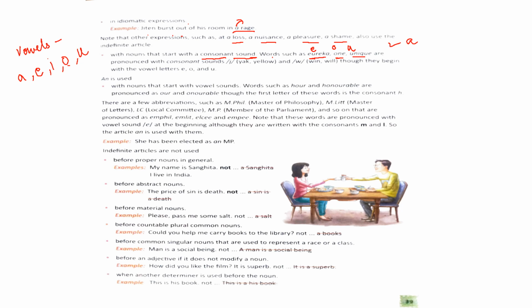Okay, then let's see article an in detail. Okay, article an is used with nouns that start with vowel sounds.